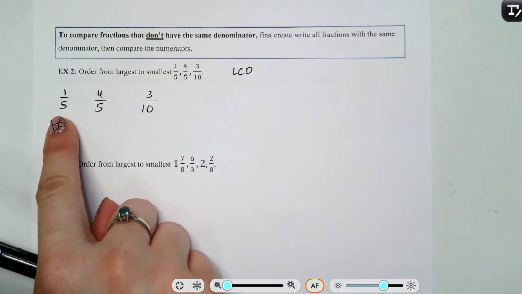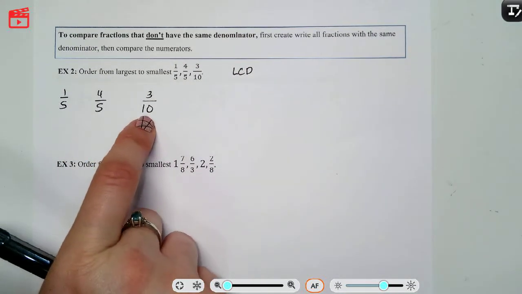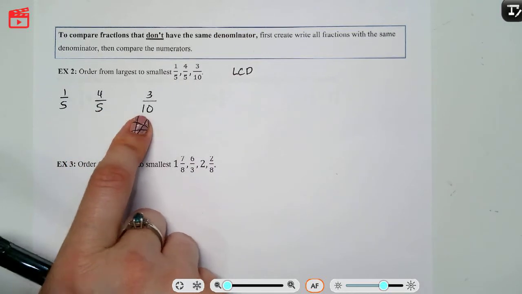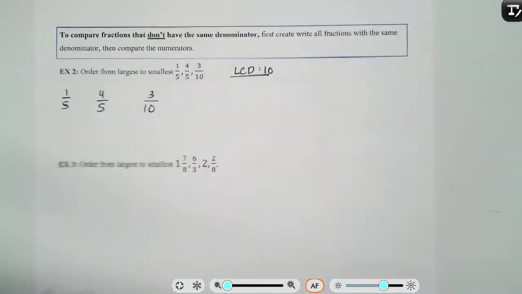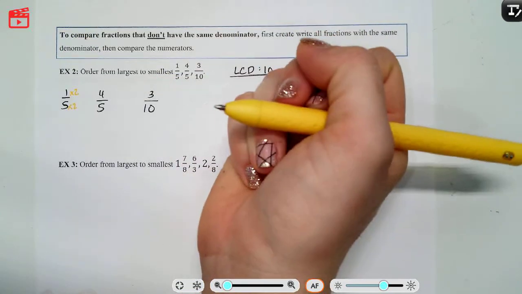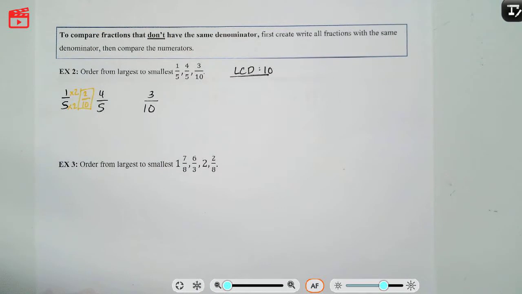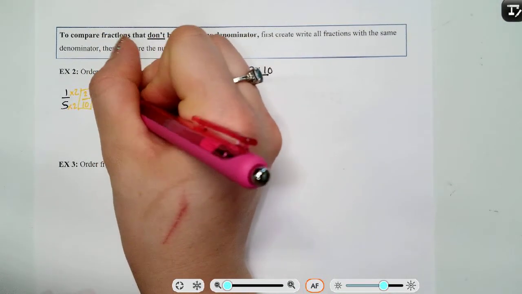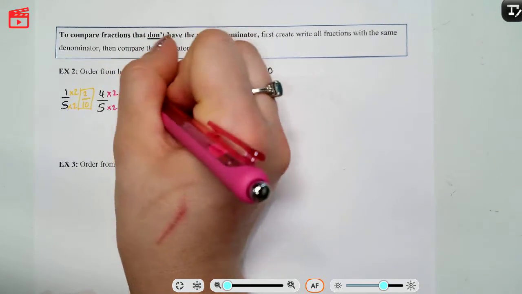Well, let's see. 5 and 5 are the same, but they're not the same as 10. But I know that 5 times 2 is 10. So my lowest common denominator is going to be 10. Okay, so to make that look like a 10, I'll multiply by 2 and by 2, and I get the fraction 2 over 10. Oops, sorry, that kind of squished in there. And then to make 4 over 5 have a 10, multiply the bottom by 2, multiply the top by 2, and we get 8 over 10.